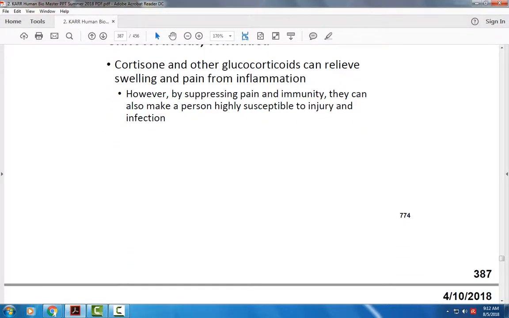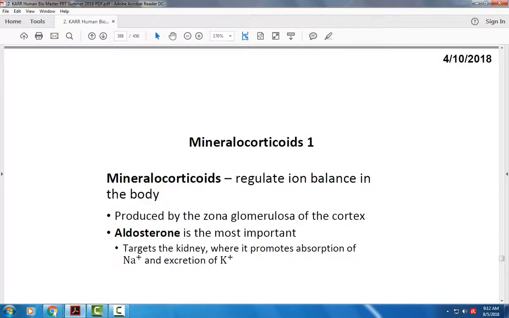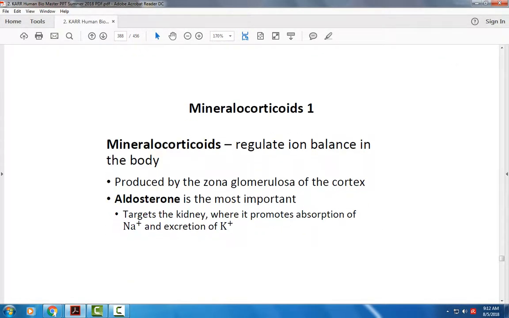Another important hormone is aldosterone from the adrenal cortex, and its job is to reabsorb sodium, which pulls water into the bloodstream, and it's good for raising blood pressure. So anytime we have a drop in blood pressure, we're going to see an increase in aldosterone production from the adrenal cortex.